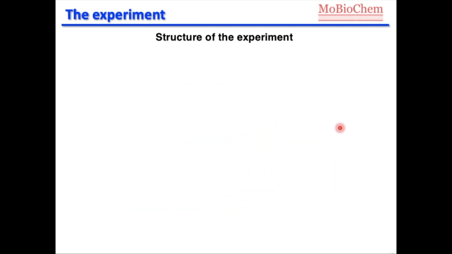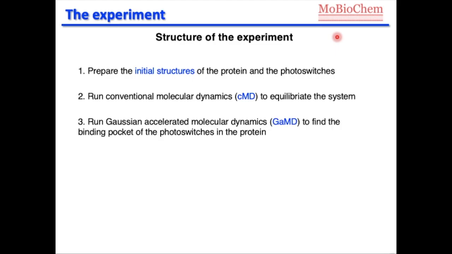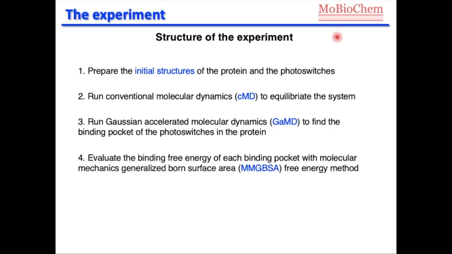Now let's get to the structure of the experiment. First, I will be talking about the preparation of the initial structure of the protein and the photoswitches, then introduce the production run performed with conventional MD to equilibrate the system, and Gaussian-Accelerated MD for the binding pocket search. Finally, I will talk about the evaluation of the binding free energy of each binding pocket with mmGBSA.